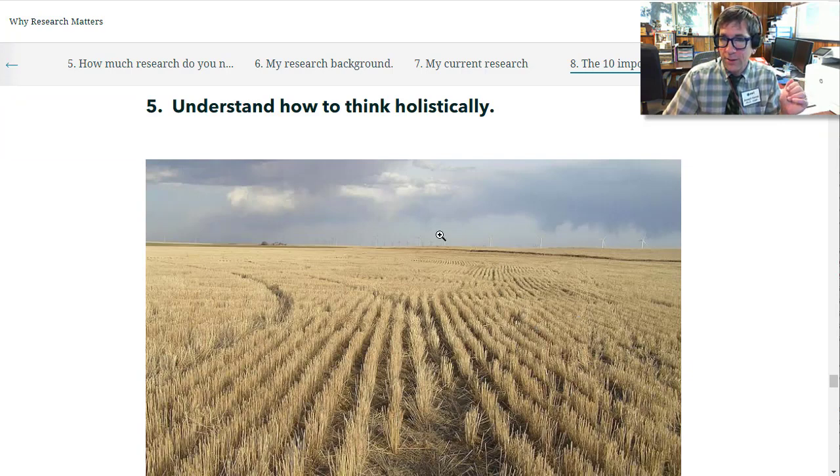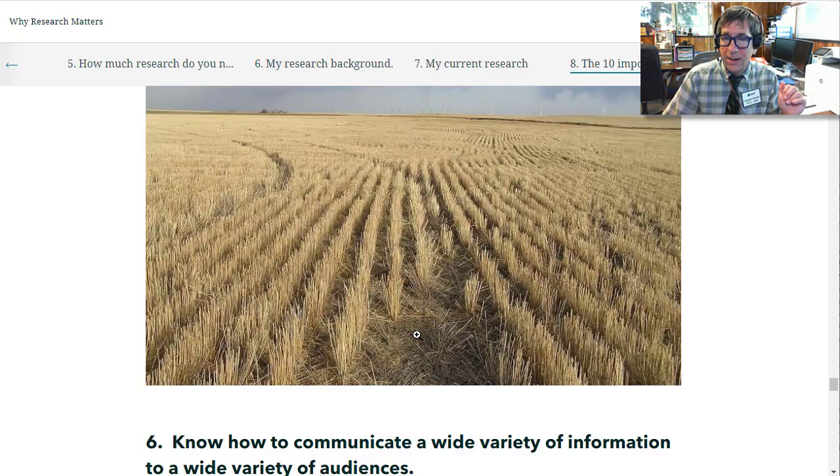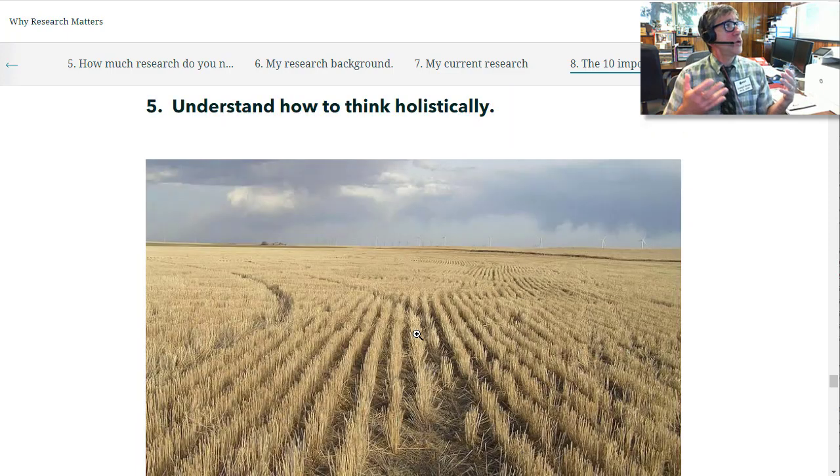Here's my photograph of some wind turbines and wheat and weather happening on the Great Plains. I think it's important for you researchers out there to specialize: soils, climate, population, business applications, supply chain. But don't lose sight that our world needs holistic thinkers.